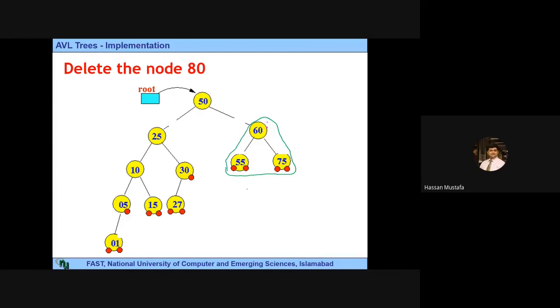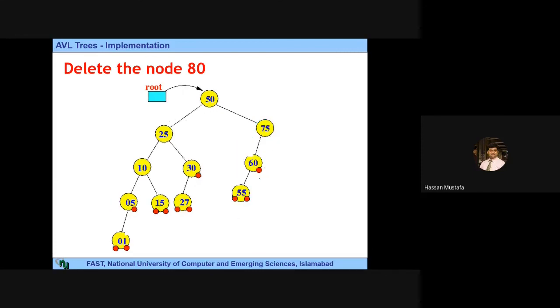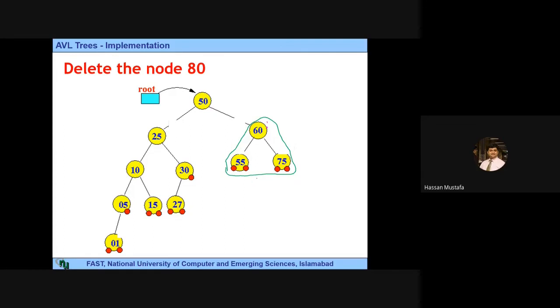But as you can see here, this deletion has actually decreased the height of this subtree. Initially, the height was actually 2. Okay, but after the deletion and the rotation, the height is now 1.